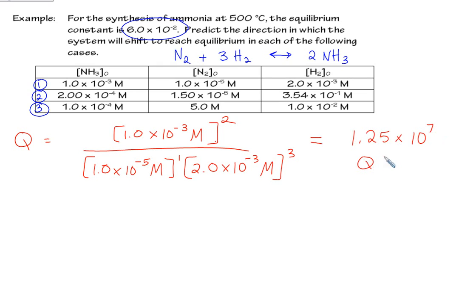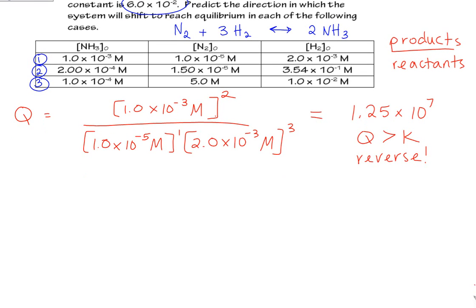Q is definitely larger than K. If Q is larger than K, obviously we're not at equilibrium. We need to reduce the value of Q. And again, we're always talking products over reactants. So I need less products, more reactants. This goes reverse. That's all there is to it. It looks just like K, but we just don't know that these are equilibrium conditions.